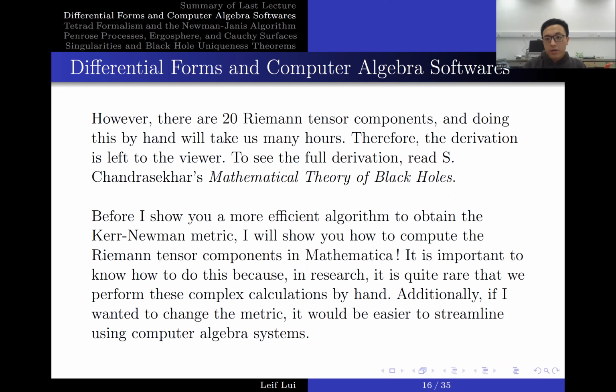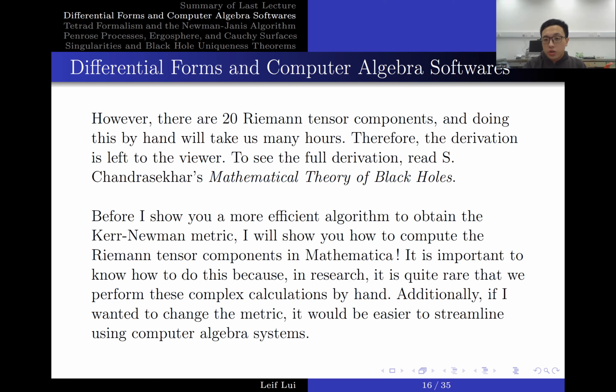And if you would like to see any derivation, for example, for Schwarzschild black holes, Reissner-Nordstrom black holes, the Tolman-Oppenheimer-Volkoff solution, anything that is tedious with black holes, you can refer to this book. But before I show you the more efficient algorithm, I will show you another way to compute the Riemann tensors and the Ricci tensors in Mathematica.